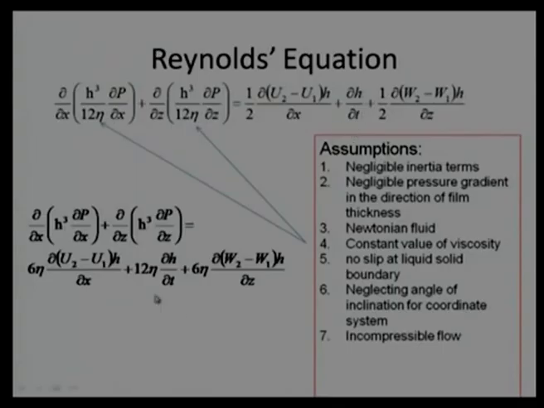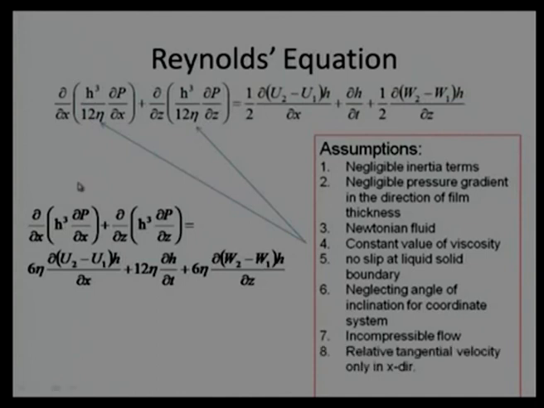Similarly, in this case, there is no multiplication, but here after taking this to the right hand side it turns out to be 12 eta into dH by dt. Here again there is only half, which will be multiplied with the 12 eta. So, it will turn out to be 6 eta, and the term along the z direction, which represents the wedge action as well as stretching action.